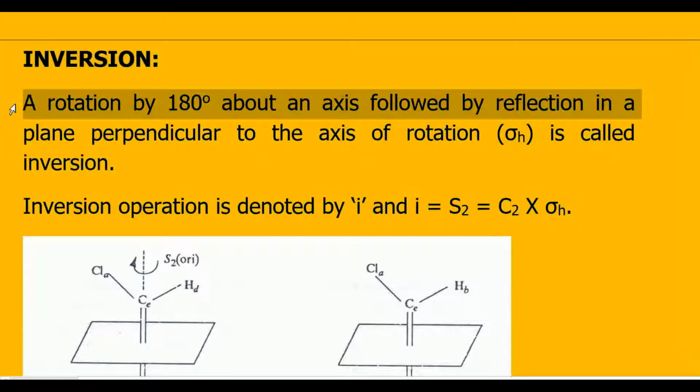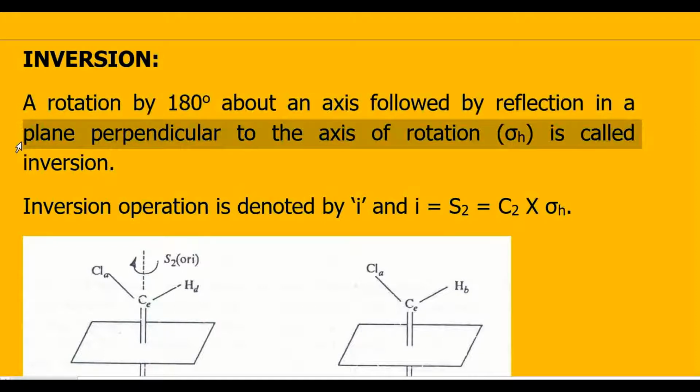In an improper rotation, we do not specify the degree of rotation. We say it can be 360 by n. It can be 60 degree, it can be 90 degree, it can be whatever. But when you talk about inversion, the rotation angle is 180 degree. So a rotation by 180 degree about an axis followed by a reflection in a plane perpendicular to the axis of rotation, that is again sigma h, is called inversion.